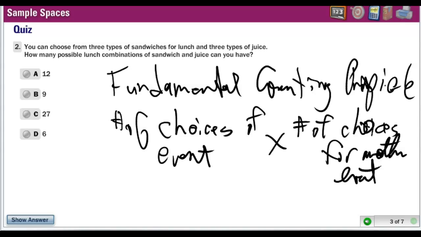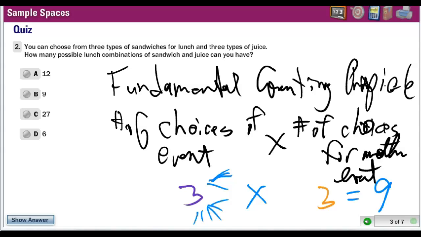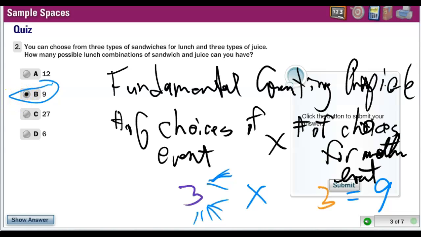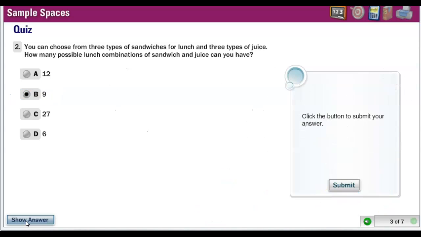For picking sandwiches, we have 3 choices for sandwiches, and for the juice, we had 3 choices for the juice, and just like that tree, we multiply, because each sandwich has 3 juice choices. So 3 times 3 is equal to 9, same as before. So you have two ways of solving these sample space problems. For me, I like the tree diagram more because it helps you see what the entire sample space is with all the choices. And voila.